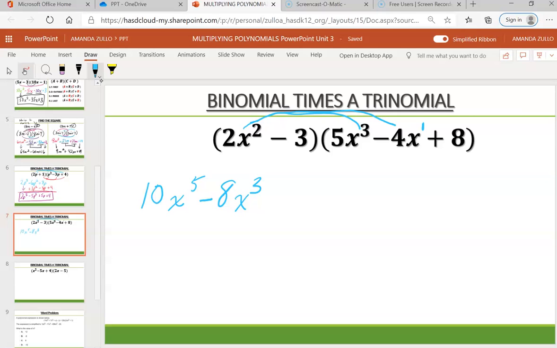Now we're on to our third and final term. We have 2x squared times positive 8. So it's a positive. 2 times 8 is 16. Keep your x to the second.